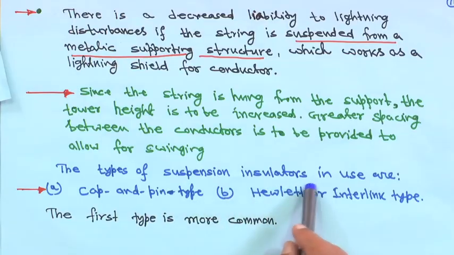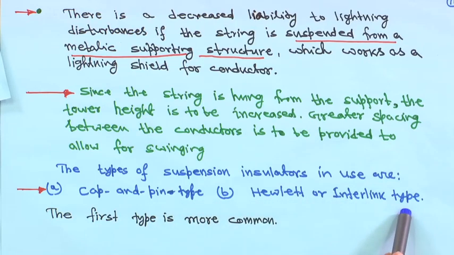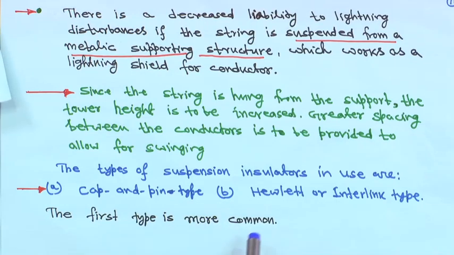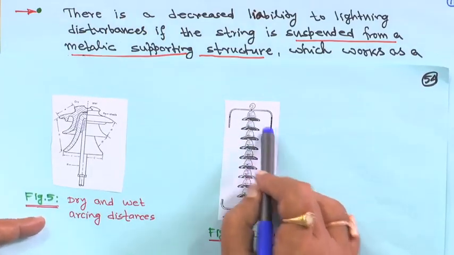The types of suspension insulators in use are the cap and pin type, and second, the Hewlett or interlinked type. These two types are there. The first type, the cap and pin type, is more common. This is actually your cap and pin type, this is more common.